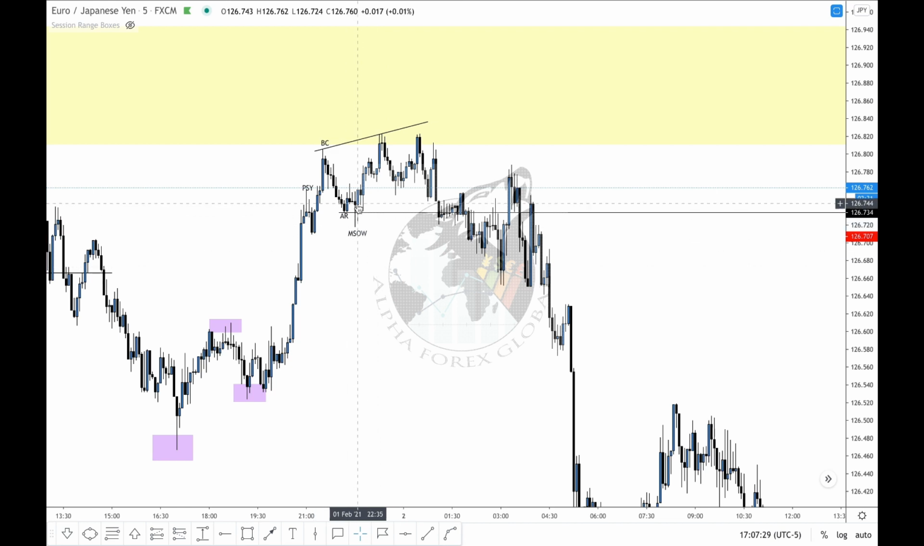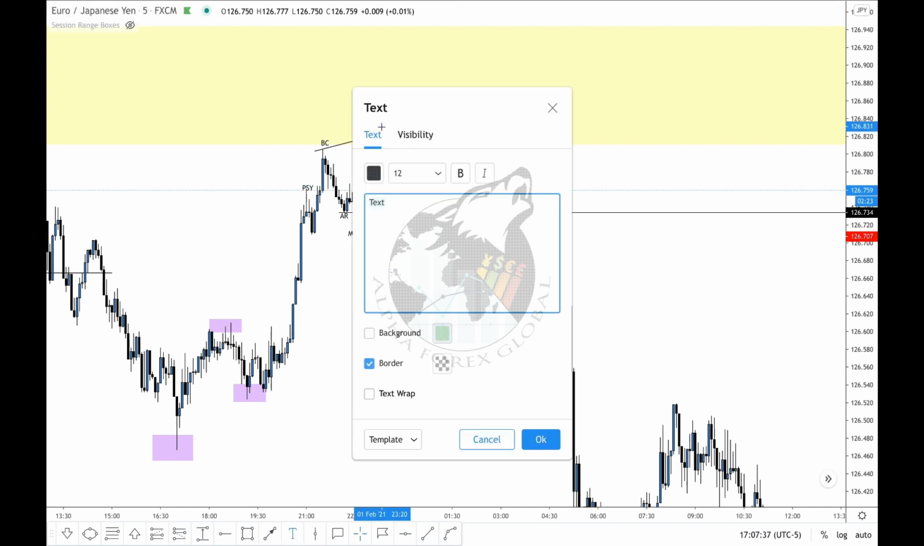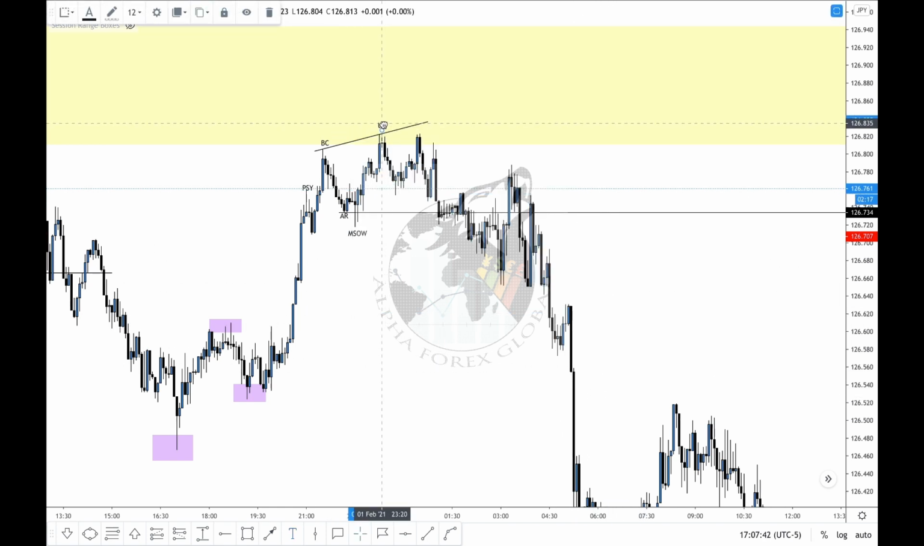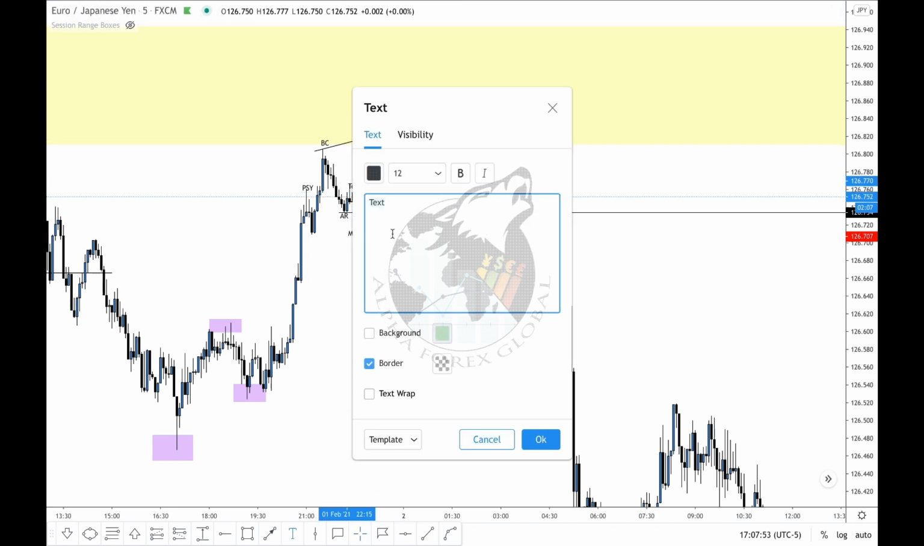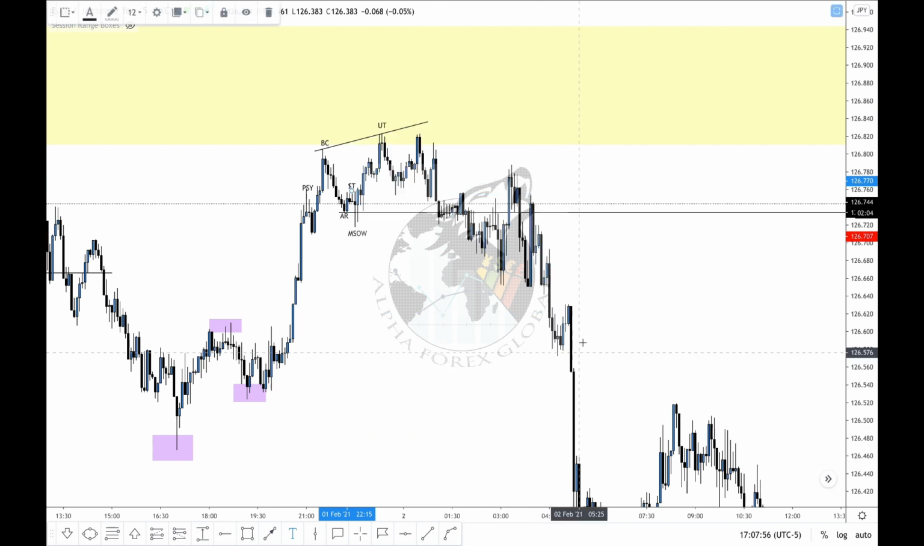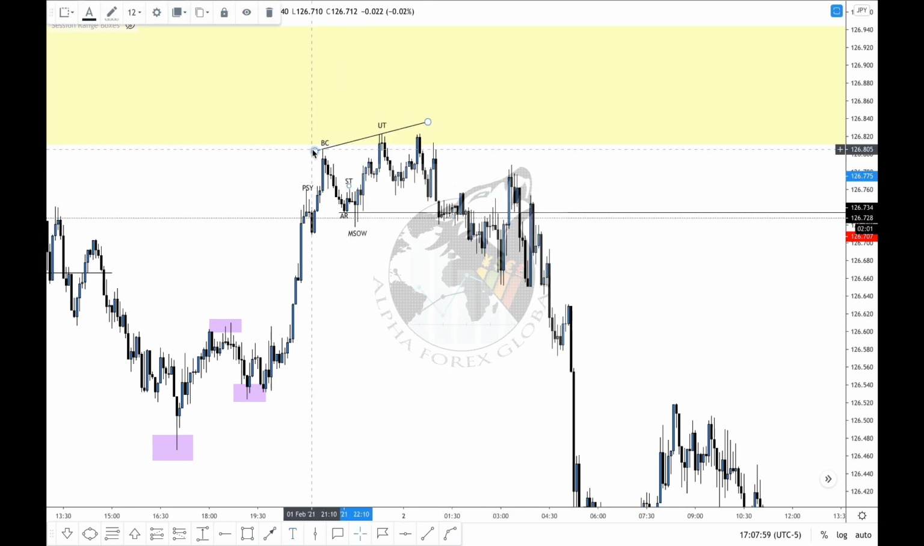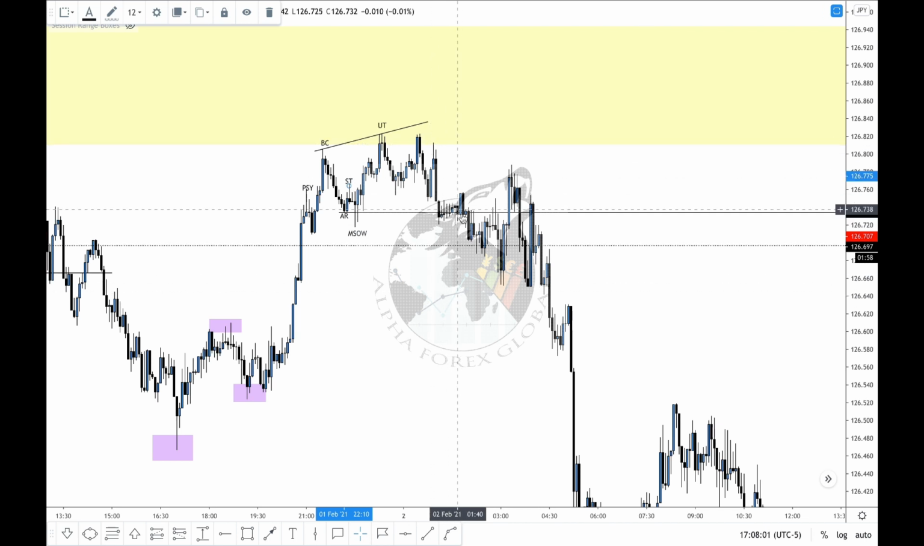Once there's a schematic, after this you have your upthrust. Because right after we have this upthrust, right? Oh, I forgot the test. So you have your test here. So this is a distribution schematic basically. And then over here you have the sign of weakness that broke structure. So now the market needs to go back to test, right?